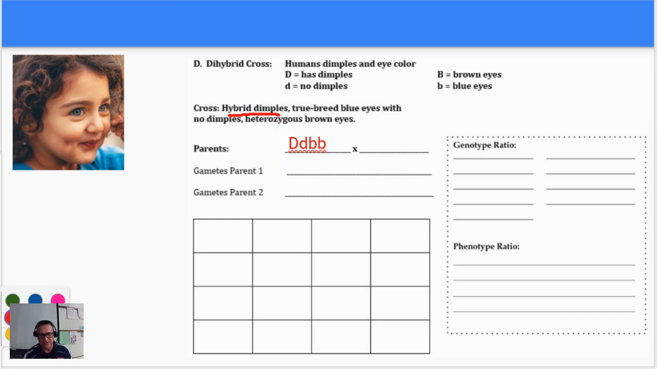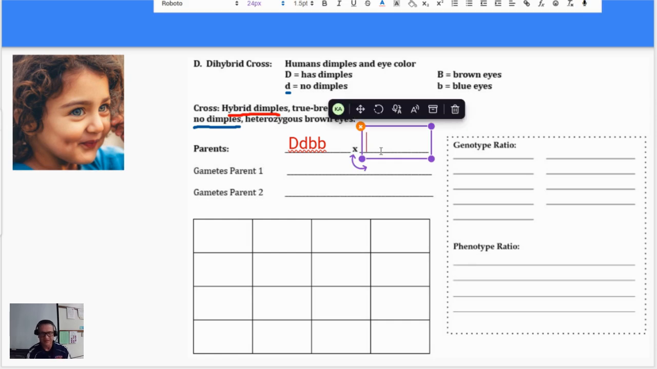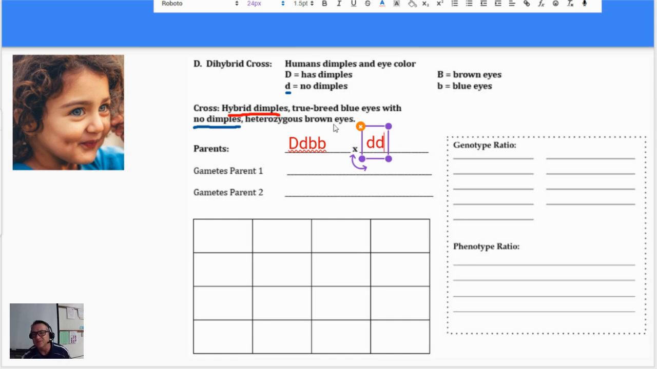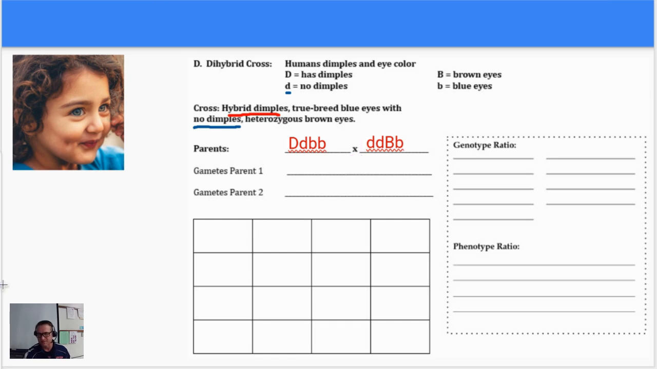Now we're going to find the genotype of dad. All right, so the dad is no dimples. Now, once again, dimples is recessive. So the only way you could have no dimples is you got to have two little d's. Little d, little d. That'll give you no dimples. Because if you have one big D, since it's dominant, you're going to have dimples. Heterozygous brown eyes. All right, heterozygous means different. So I need two different B's, big B, little b. All right, I found the genotype of the parents.